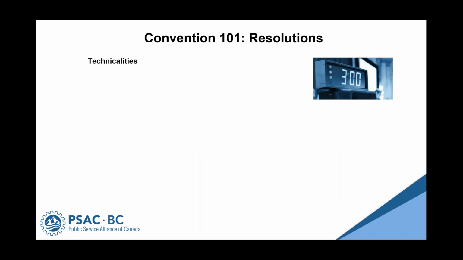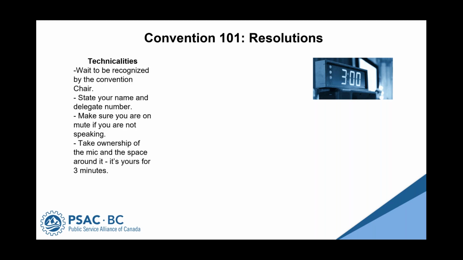And then just some quick tips for speaking to resolutions. You need to wait to be recognized by the convention chair. State your name and your delegate number. Ensure the microphone is adjusted. Now, if you were at the PSAC National Convention, and I am hoping that's an in-person convention next year, you'd make sure the microphone is adjusted to your height. You would not speak into the microphone or blow into it. You'd speak over it. You want to speak clearly and at a normal volume.